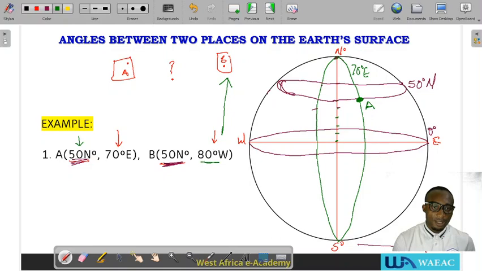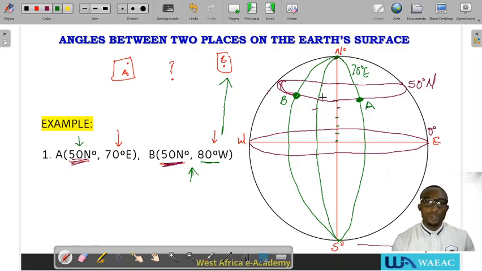Now the second point, how can we get the point? Let's consider the second longitude, that is 80 degree west. So let's make this 80 degree west. Nice. So this is point B, and you can see this point B is this coordinate. Look at point A. How are we going to know the angular difference between these 2 points? That is what we want to know.